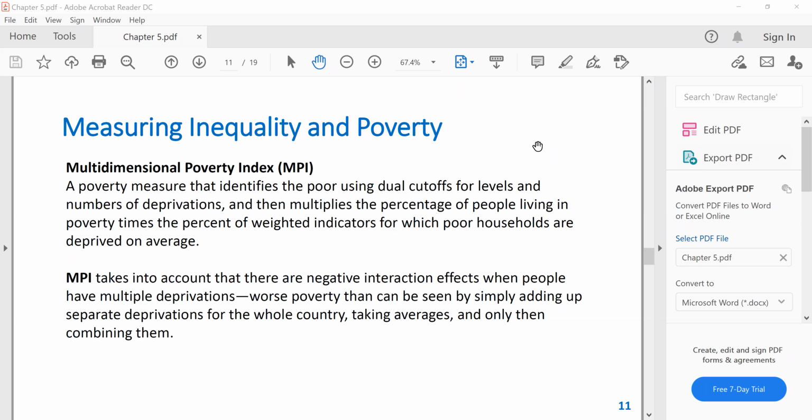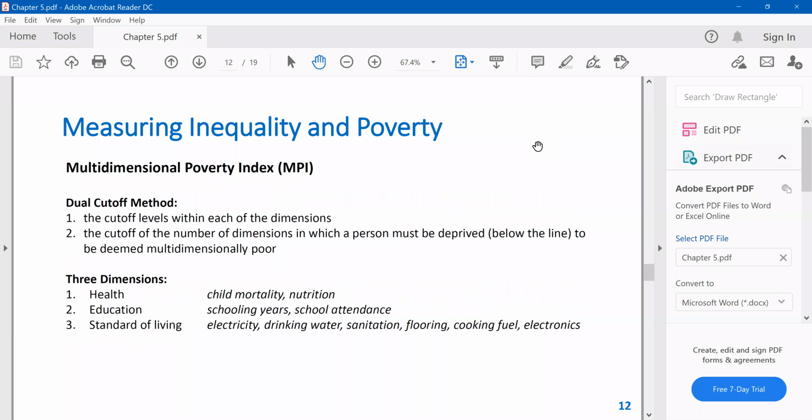Okay, so we should look at such different components. So one example is here. This is the canonical definition that is accepted by many. So here we have 3 dimensions. Okay, one is health, the other is education, the other is standard of living. In health, we look at two things: child mortality and nutrition.